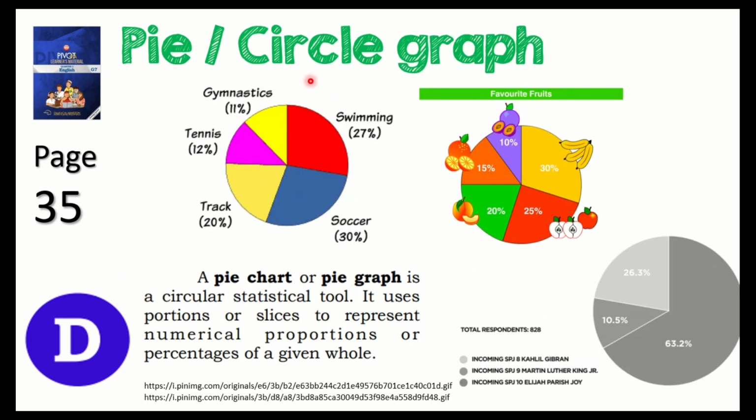Next, we have the pie or circle graph. Kindly read the definition of a pie chart or a pie graph. Begin. Very good. As you can see, this looks like a pie. And portions or slices are used to represent numerical proportions or percentages of a given whole.